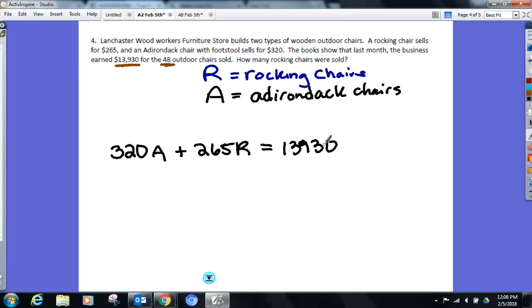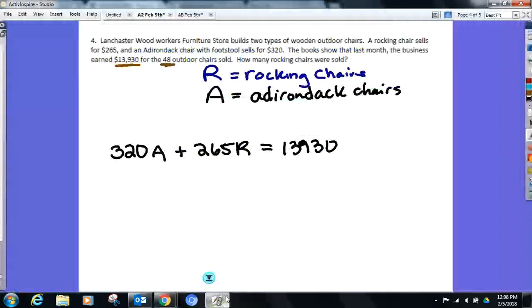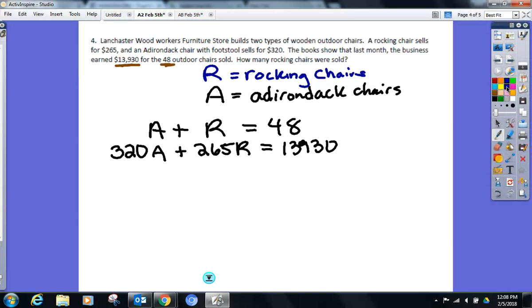Now there's 48 total chairs. This is usually the difficult part for some people. 48 total chairs. There you go. Number of Adirondacks plus the number of rockers, there's 48 total. If you want to substitute, solve for A or R and plug it in. If you want to eliminate, be careful though, in the question it just says how many rocking chairs, so I probably want to try to get rid of A right now.